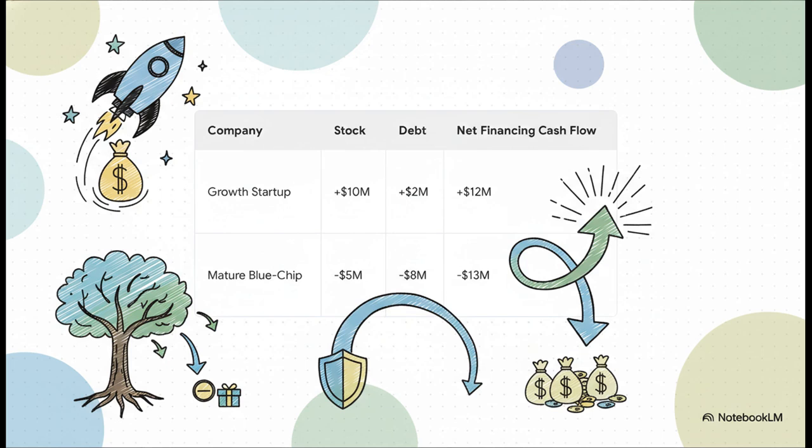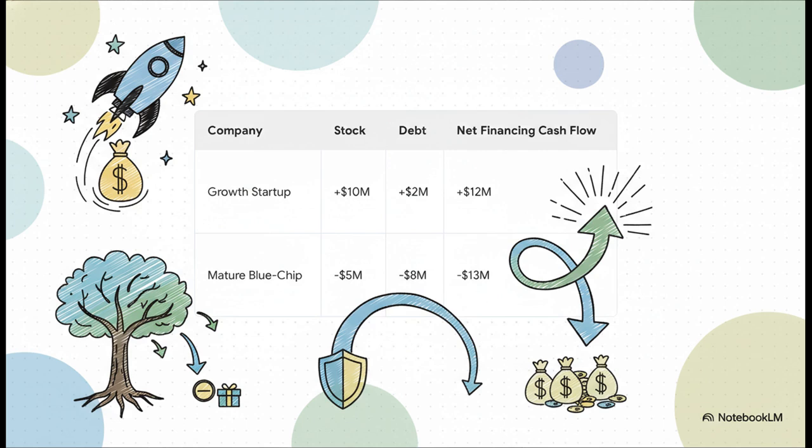Look at the growth startup, a positive $12 million in financing cash flow. That is a fantastic sign of health. It shows that investors and lenders are excited and are willing to pour capital into the company to fuel its expansion. But now look at the mature blue chip company. It has a negative $13 million cash flow. Is that a red flag? Absolutely not. In fact, it's a sign of incredible strength. This tells us the company is so profitable from its core business that it doesn't need external cash.